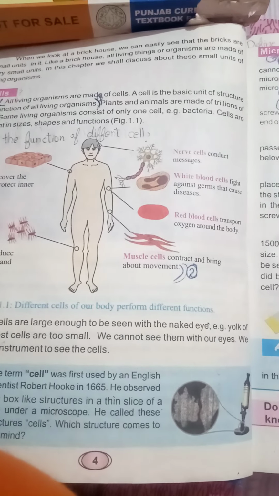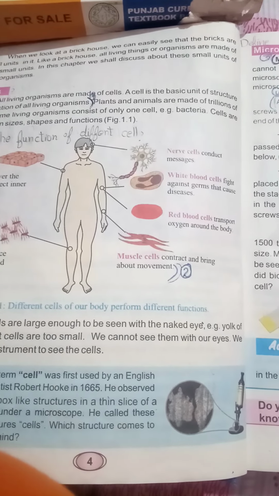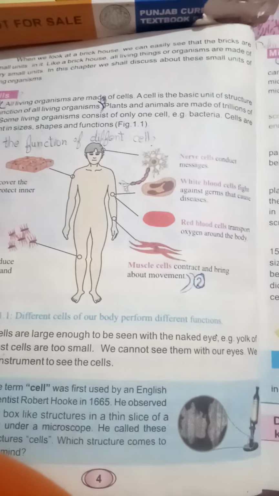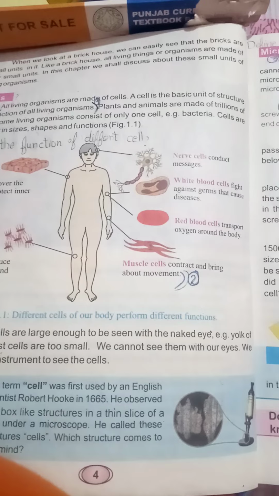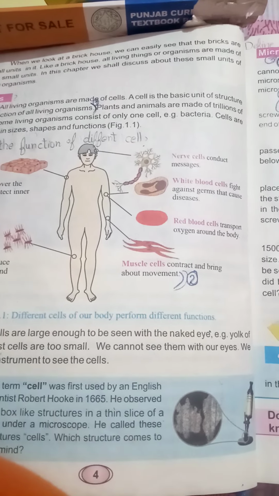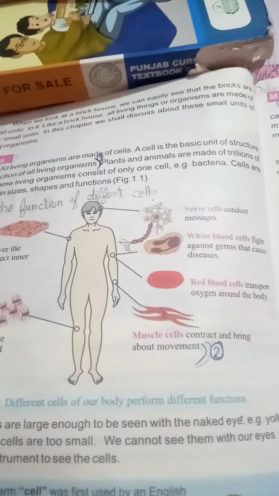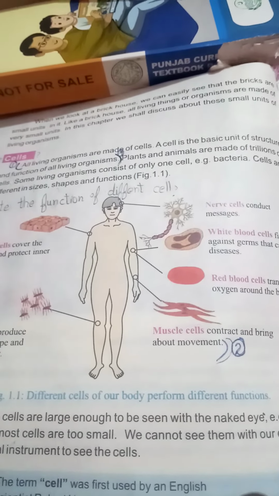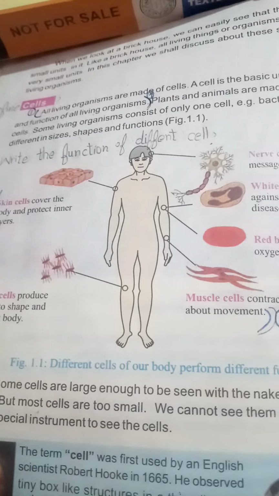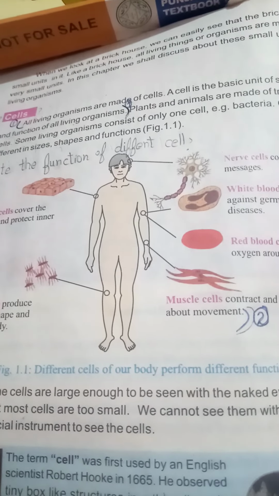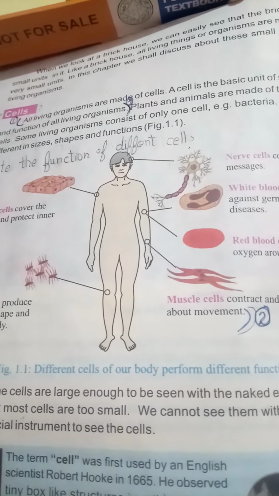When we look at a brick house, we can easily see that the bricks are small units in it. Living things and organisms are also made of very small units. In this chapter, we shall discuss these small units of living organisms.